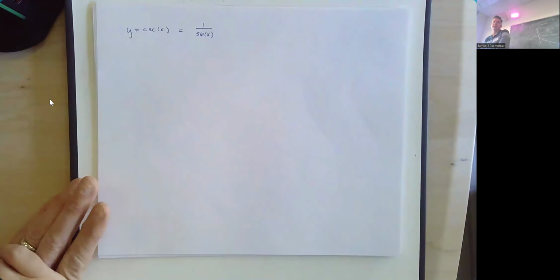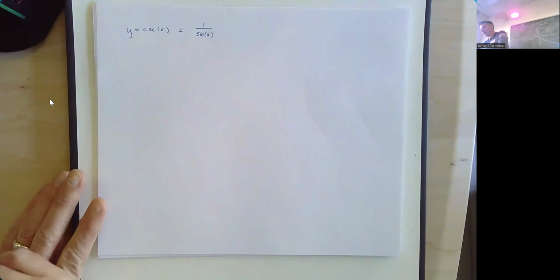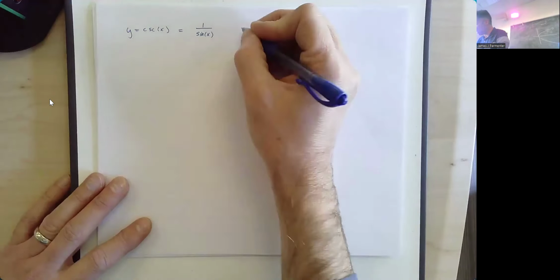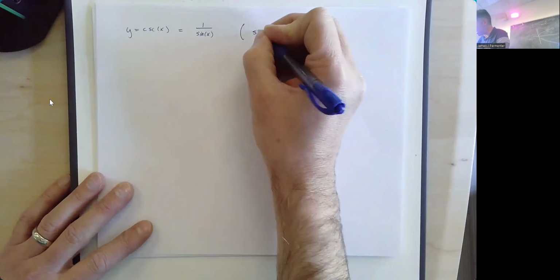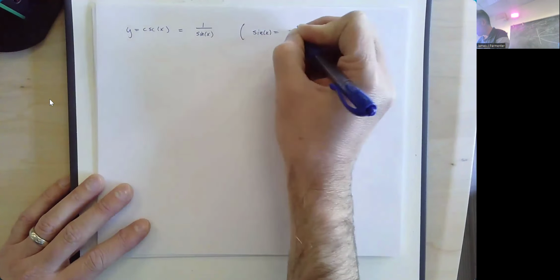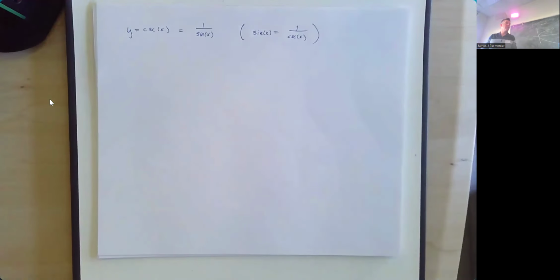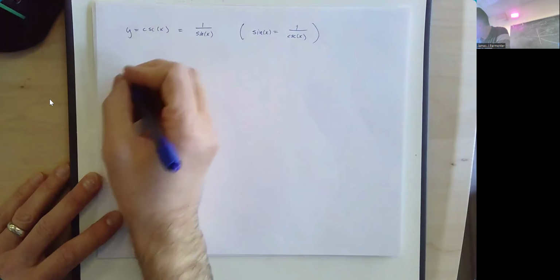And similarly, secant of x is equal to the reciprocal of cosine. It is also true, although less necessary, just as an FYI, that you can write that sine of x is equal to the reciprocal of cosecant. It doesn't come up as often, but it is a true thing. If one thing is the reciprocal of another thing, then the other is also the reciprocal of the first. They always go together.